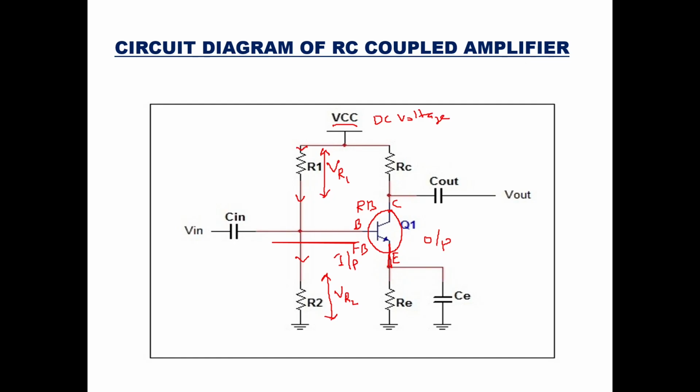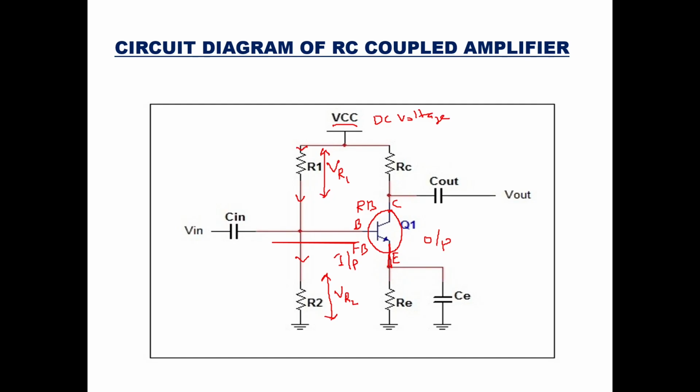Therefore, here R1 and R2 are called the biasing network. So this is a voltage divider biasing network. So R1 and R2 are used for biasing the transistor. Biasing means you're applying a proper DC voltage to the transistor so that it operates in the active region. Active region means base emitter junction is forward bias and base collector junction is reverse bias. Okay, we want to use it in the active region because we want to use it as an amplifier.